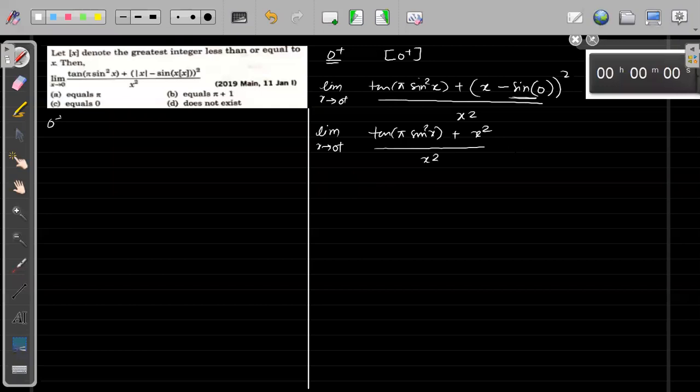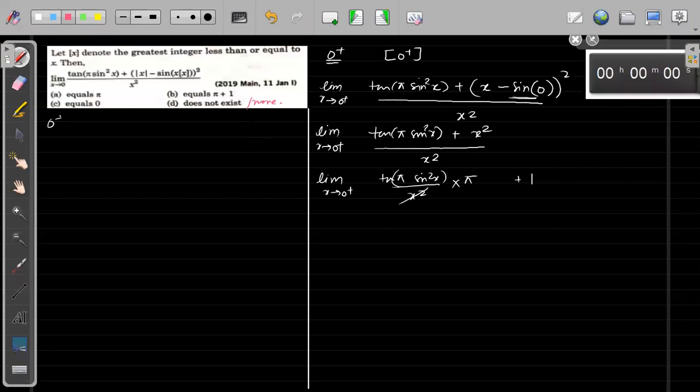So this will become limit of x tending to 0 plus. I will take this separately. So this right side will become 1. This side will be tan of pi into sine square x by x square. This will simply become pi, and this will get cancelled, right? So that means you will get the answer as pi plus 1 for right side limit. So this might feel like the correct answer, but because they have given do not exist, that means you have to check do not exist or none of these.